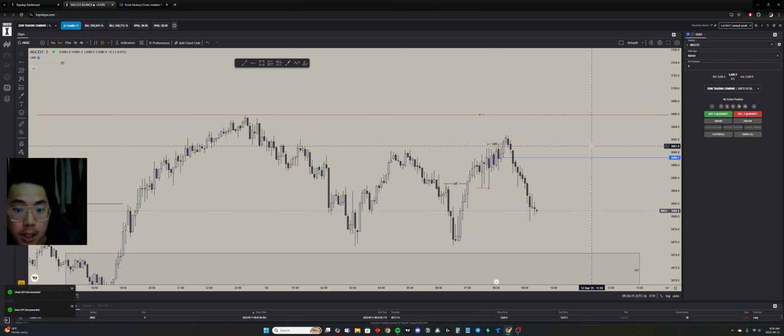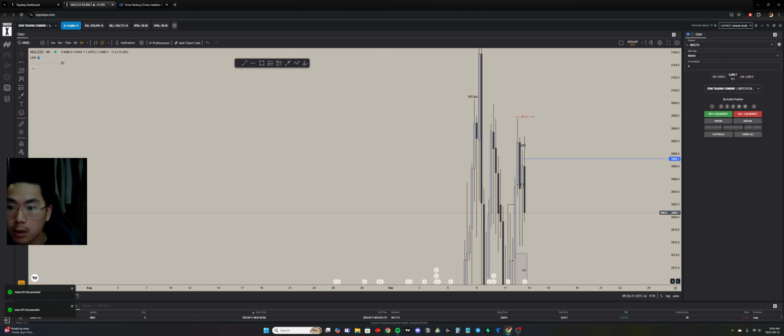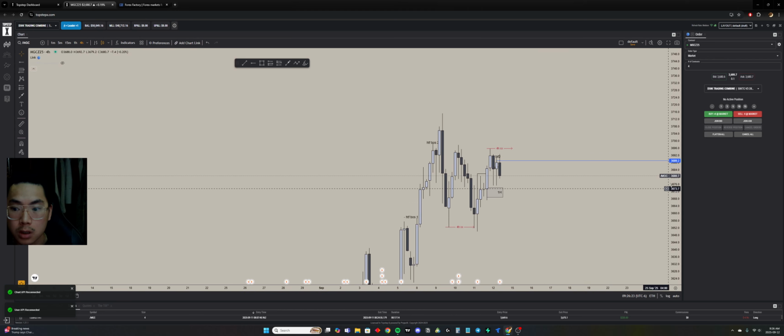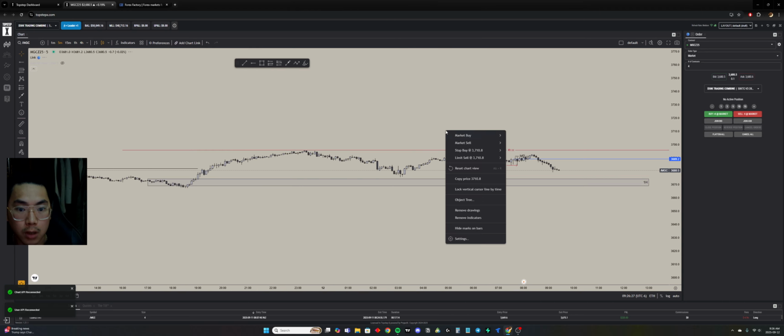Overall, no trades were taken today. There were decent chances or probabilities of things that I was looking at, but none of them actually played out to what I wanted. So this is kind of what I was looking at.